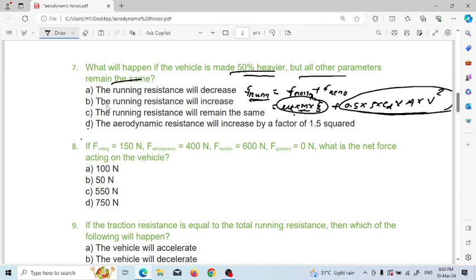Option B will be the correct answer. Running resistance will increase as mass increases by 50%. So option B will be the correct answer.